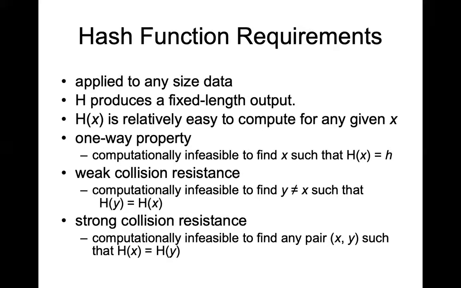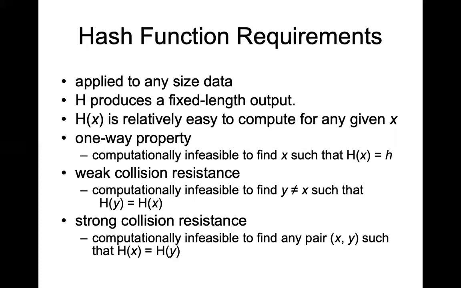And based upon the hash function, you also want weak and strong collision resistance. Weak collision resistance means that for a given x, you should not be able to easily find a y, different from x, such that h of y is equal to h of x. And strong collision resistance says that it should not be computationally feasible to find any pair. So previously, weak meant that for a given x you should not be able to find a y, but strong collision resistance generalizes it to all pairs.